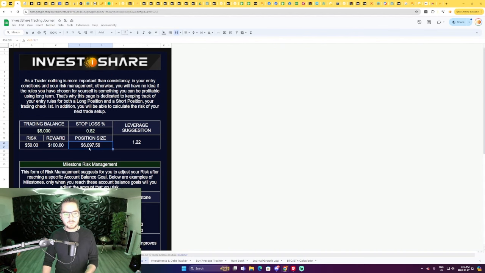It'll give me the volume size of $6,097.56. If I lost that trade, I'd be losing $50. If I won that trade, so long as you're doing proper risk management with a 1 to 2 or greater, you should be winning $100 or more. Every trade is going to have a unique stop loss, so your margin is going to be unique to that stop loss to make sure it syncs with your losses.